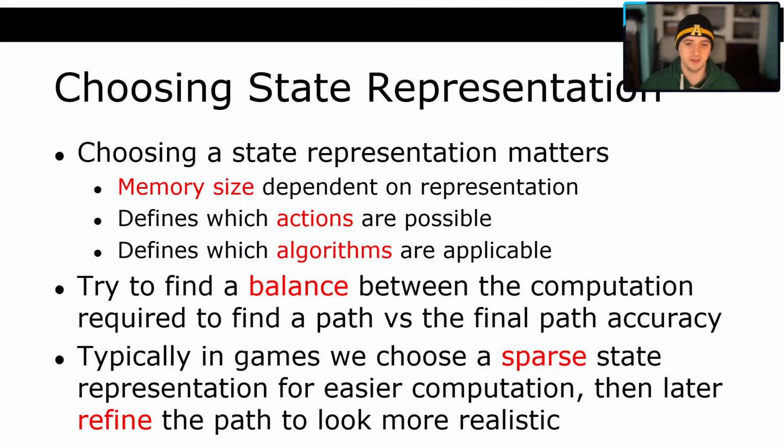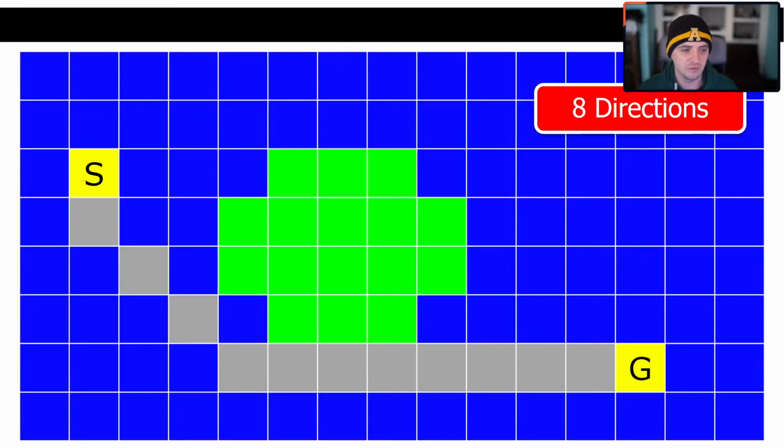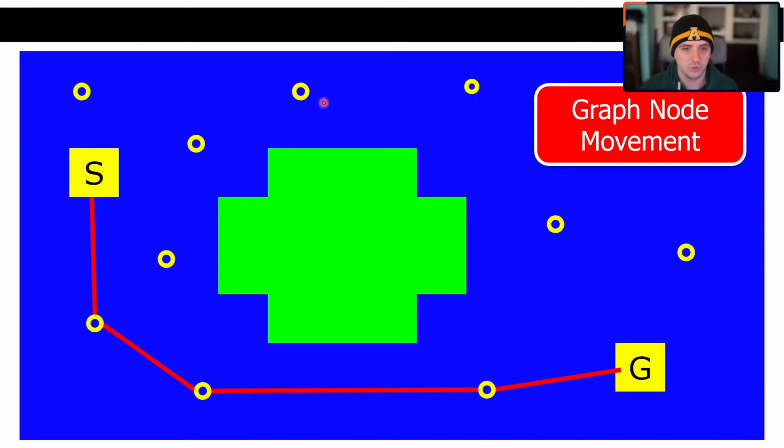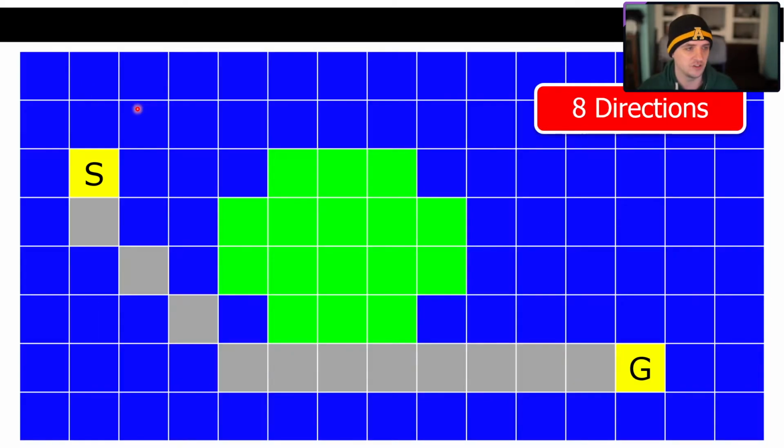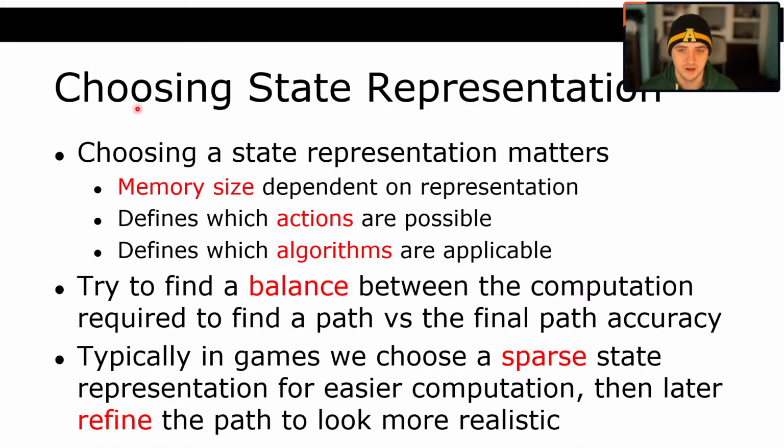And typically in games, we would prefer to use a sparse state representation for easier computation, and then later refine the path to look more realistic. So what I mean by that is if you have a really, really fine grid, then that is going to take up a huge amount of memory. So what you could have is this graph representation. Maybe it produces paths that are really similar to the grid, but you have to store far fewer nodes in this graph representation than you do in this representation. So it definitely affects the amount of memory for your pathfinding system.